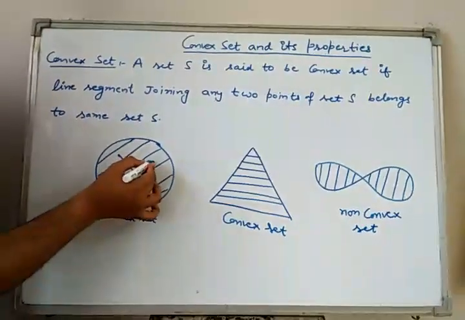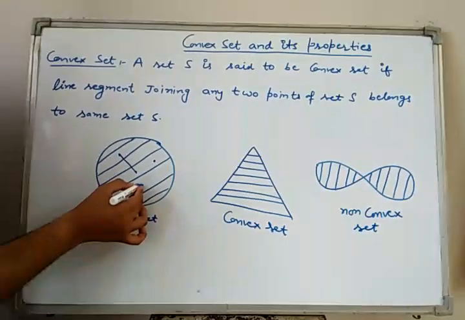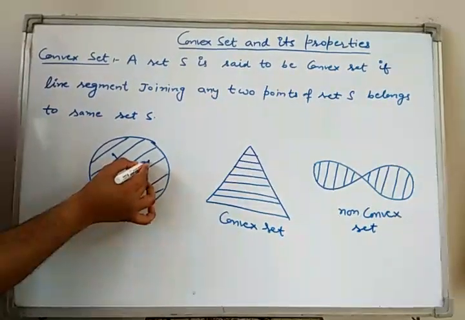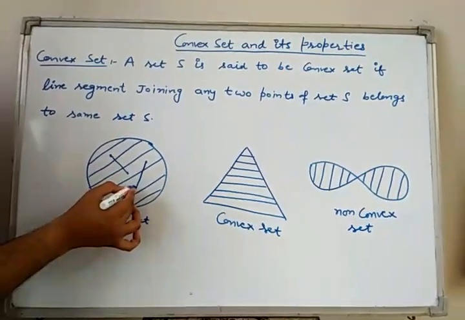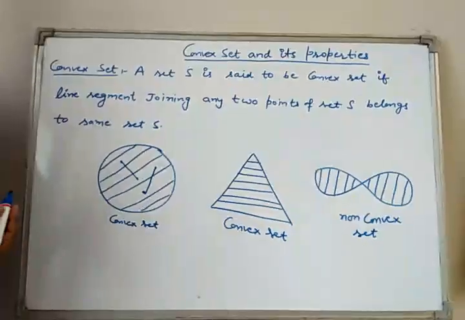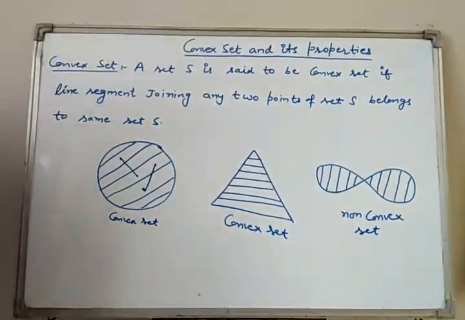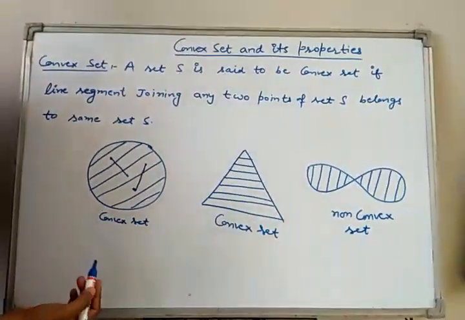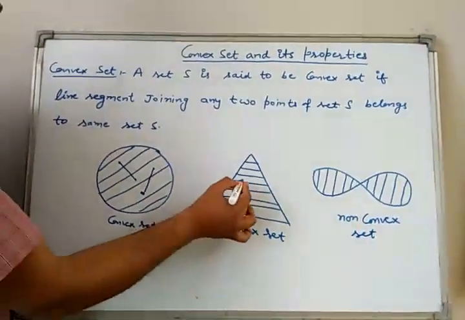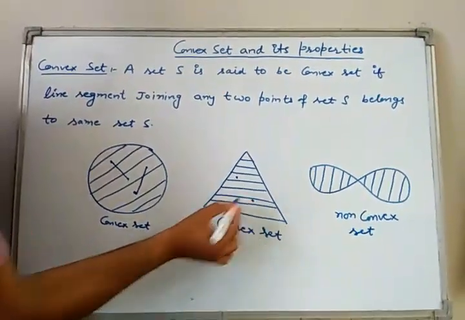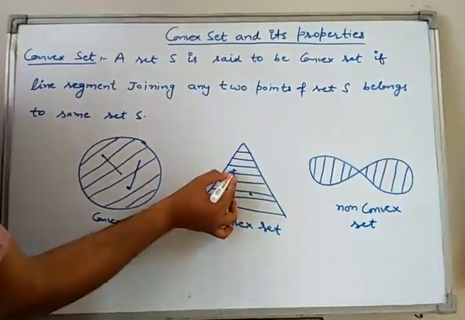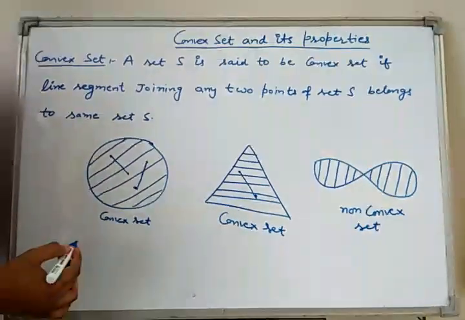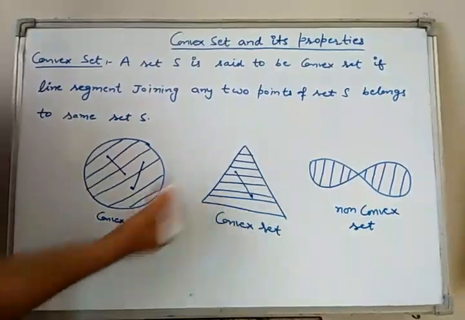Take any two points. Let us take another pair of points, say this point and this point. If we make a line joining these two points, then this line segment also lies in the same set S, therefore this set is a convex set. And this set is also a convex set. In a similar manner, if we take any two points in set S, then the line segment joining these two points also lies in the same set S, therefore this is a convex set.